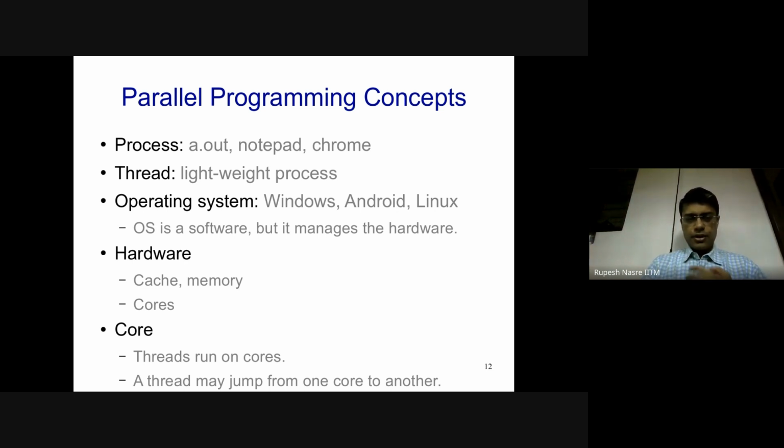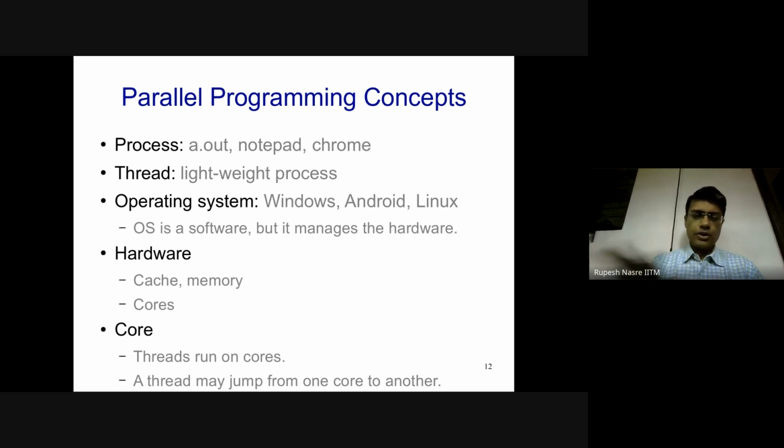Like we mentioned, hardware is whatever things that, when you buy a machine or open a machine, you are able to touch and see. All of these form the hardware part. For example, cache, memory. You will see slots where you can remove and insert more memory, etc. And the cores, which are the actual execution units. So the core is where the threads are finally going to run.